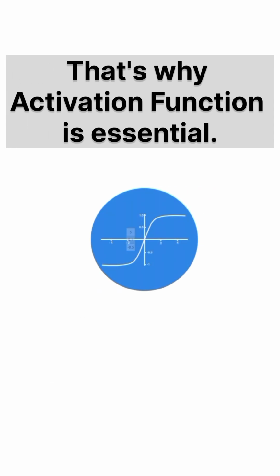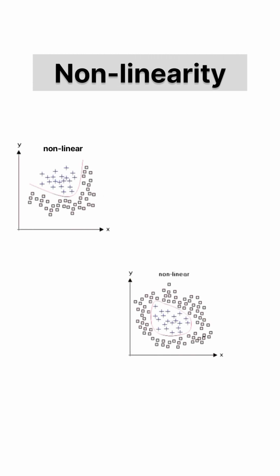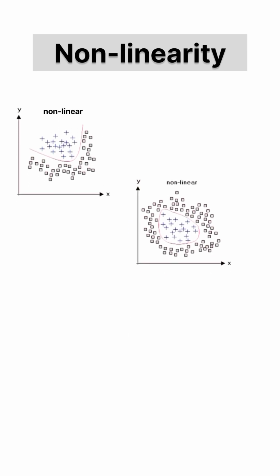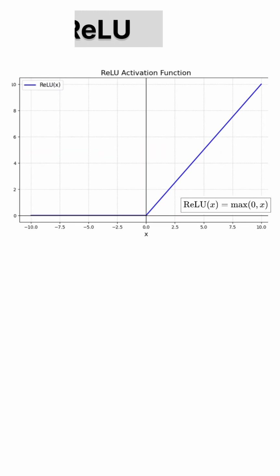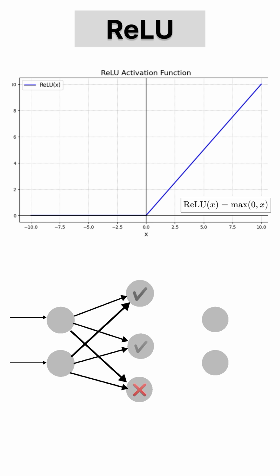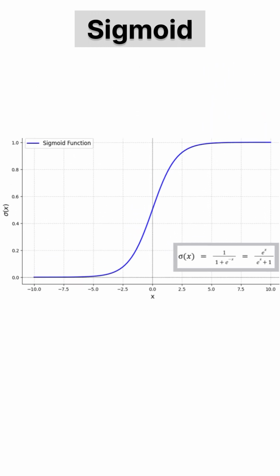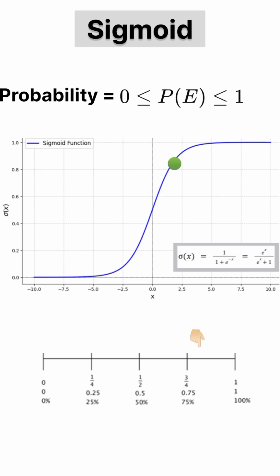This is where activation functions become essential. They introduce non-linearity, allowing the network to model complex behavior and real-world patterns. For example, ReLU decides whether a signal should pass or be blocked by removing negative values. Sigmoid converts output into a probability between 0 and 1.